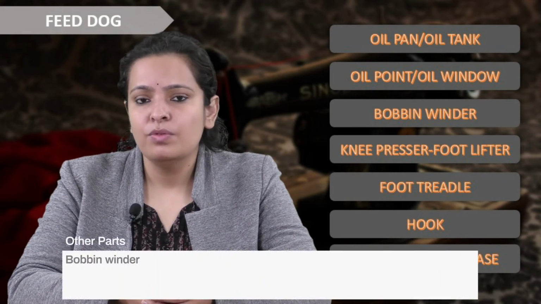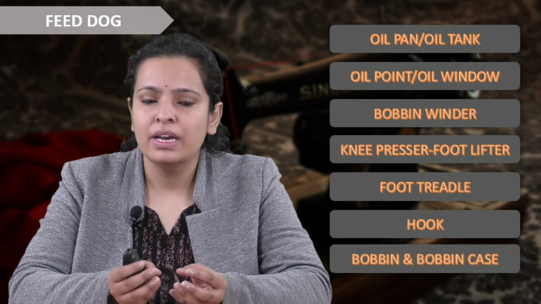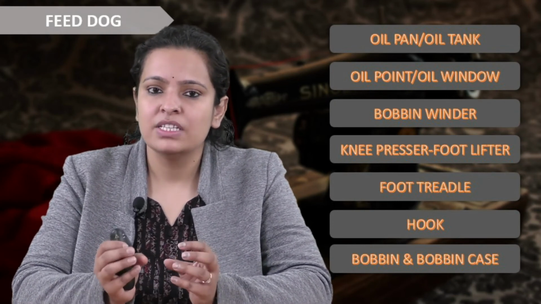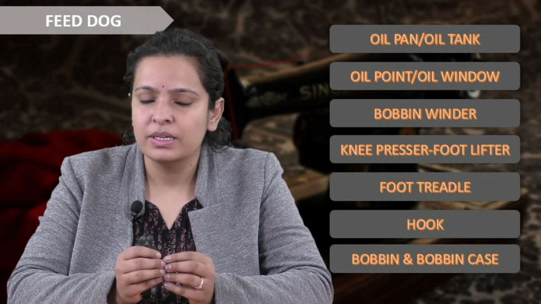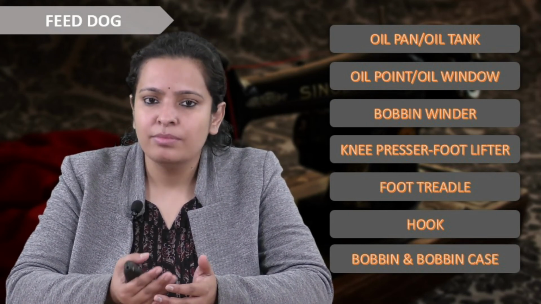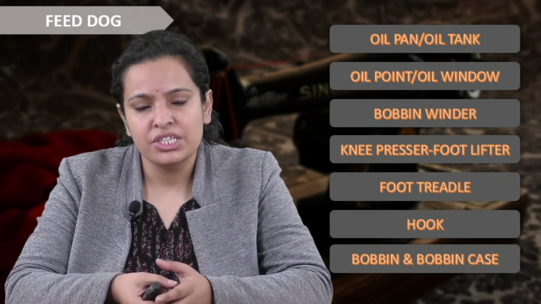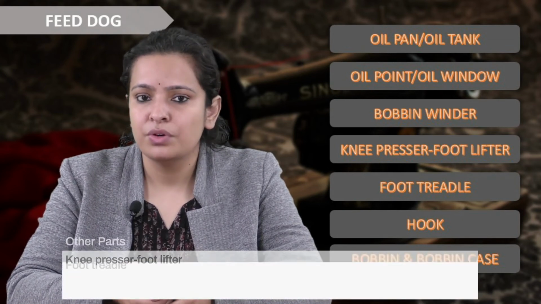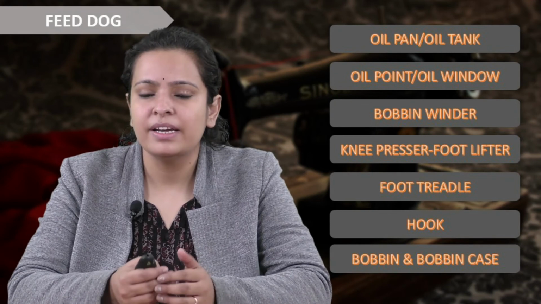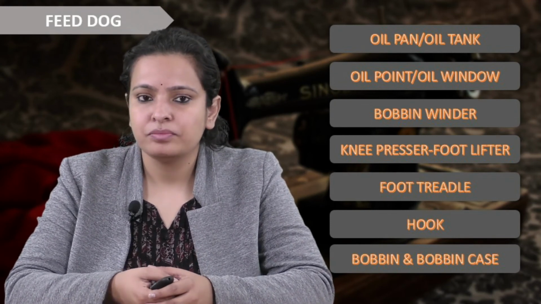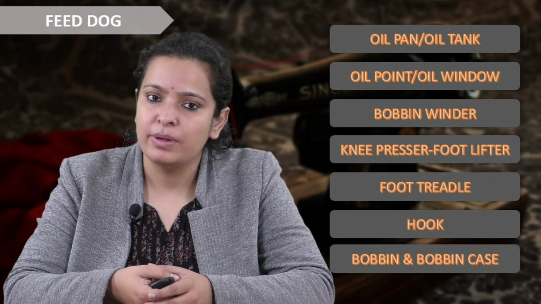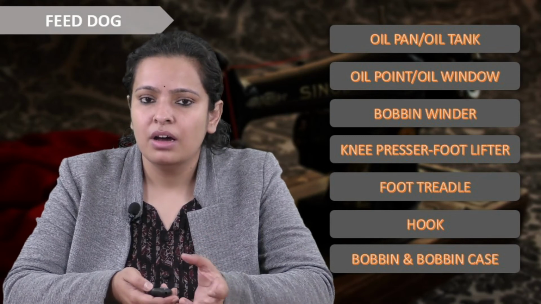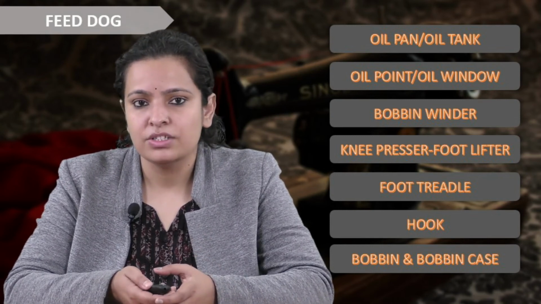Then we have the bobbin winder. Like bobbin and bobbin case, on the machine we have one separate part where we can put our bobbin and wind up the thread using the machine only. Then we have the knee pressure foot lifter on the machine. We have the foot treadle, to operate the machine using our foot. We have the hook, bobbin and bobbin case. These are other important parts on the sewing machine which we use for garment construction.